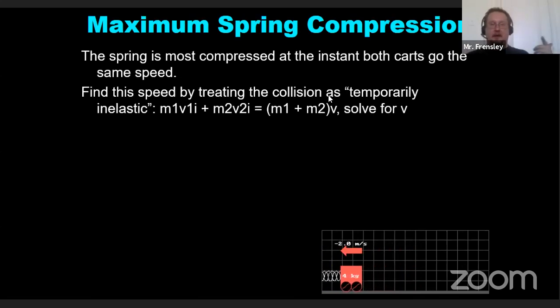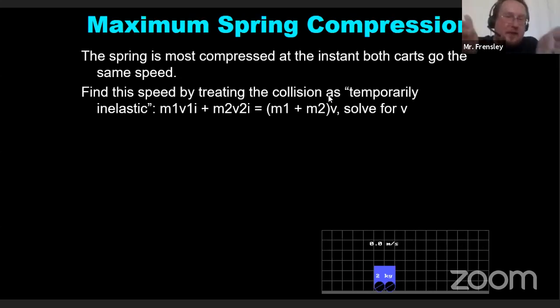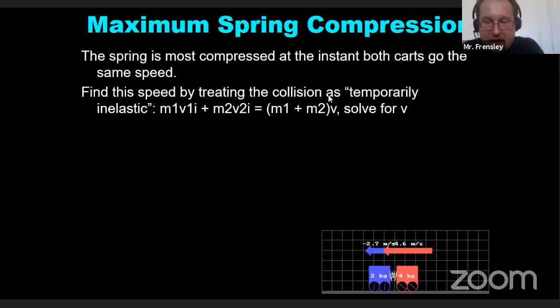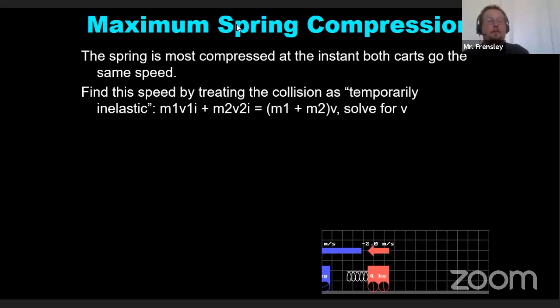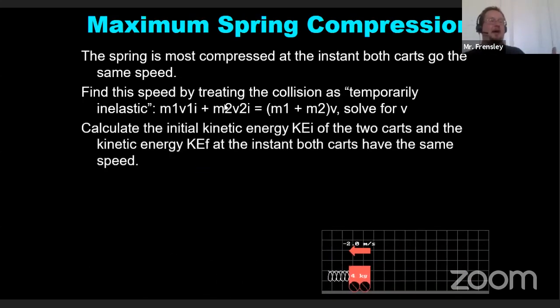So the answer would be -4. So the velocity at the moment they have the same speed and the spring is most compressed is when both those numbers are -4 right now, okay? So now what am I going to say? Now let's talk about energy.